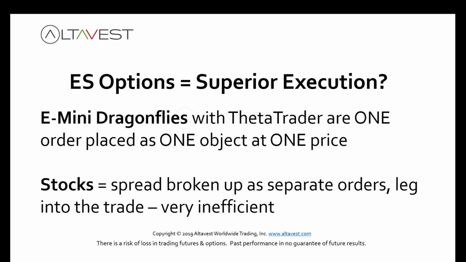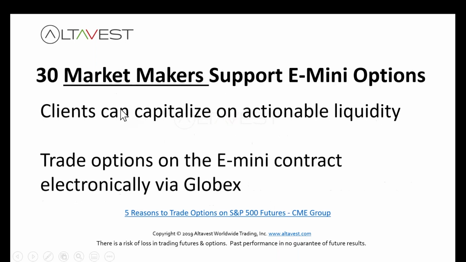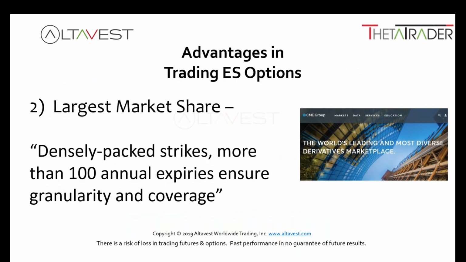So whether it's the ES or the NQ or RTY, that would be the NASDAQ or Russell, the minis are where it's at. And why is that? Because there are 30 market makers supporting prices, actionable liquidity, and these all trade electronically on the Globex exchange at the CME Group, the largest futures exchange in the world. The ES options have the largest market share, densely packed strikes, more than 100 annual expirations, ensuring granularity and coverage. What do I mean by that?